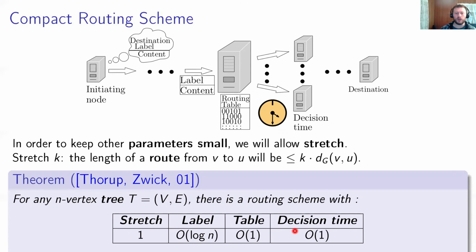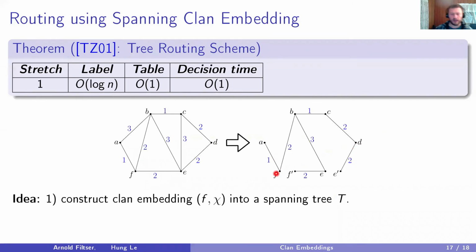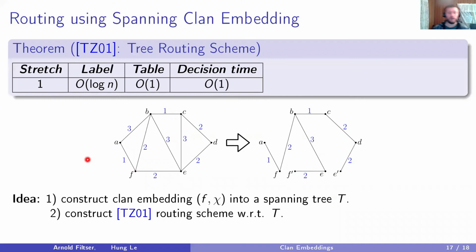And now, using our spanning clan embedding and the routing scheme for trees, one can construct a very simple and nice routing scheme. So consider this clan embedding from this graph into this tree. And now there are some copies of some vertices here. The idea of the routing scheme is as follows. First you construct a clan embedding f into a spanning tree T. Now for this spanning tree T, we construct a routing scheme, forgetting about where this tree comes from, using Thorup-Zwick.